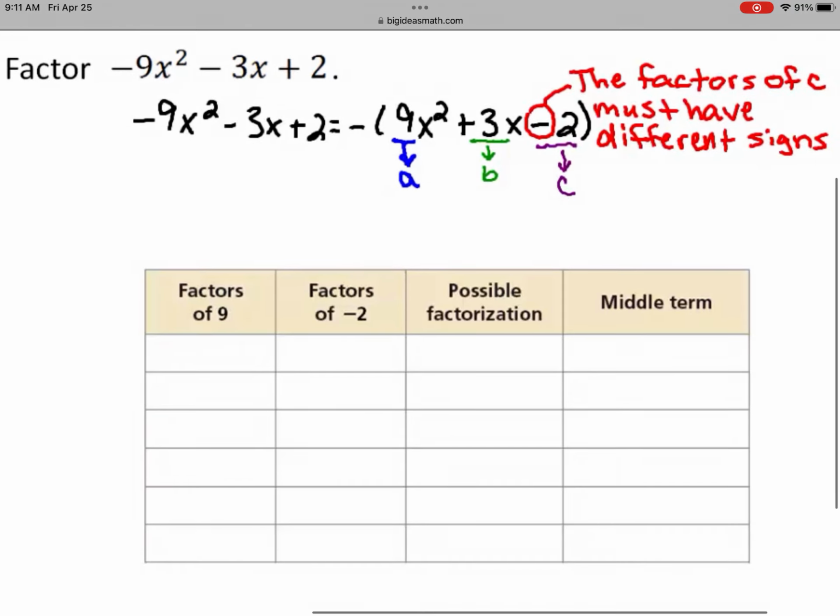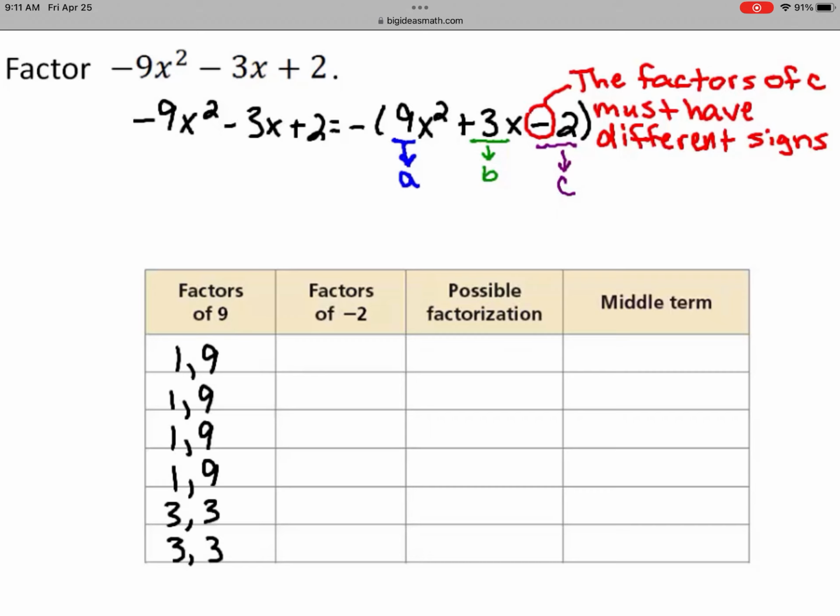Use a table to organize the information about the factors of a and c. The factors of 9 are 1 and 9 and 3 and 3. The factors of negative 2 are 1 and negative 2 and 2 and negative 1. Remember, you must consider the order of the factors of negative 2 because the middle terms formed by the possible factorizations are different.